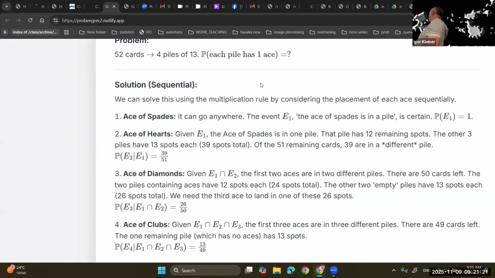E2 is the event that the ace of hearts will not be in the same pile as the ace of spades. So what is the probability that the ace of hearts will be in another pile than the ace of spades, given that the ace of spades is in one?